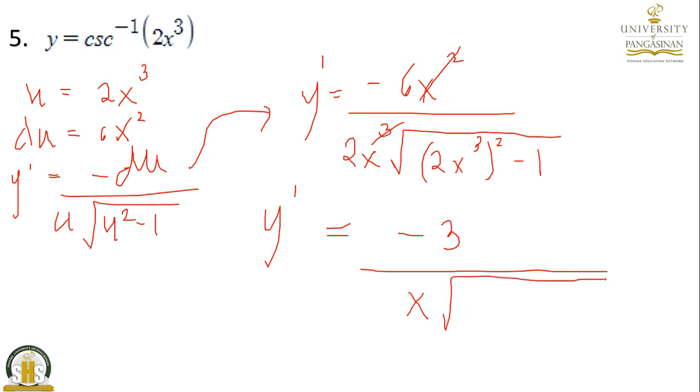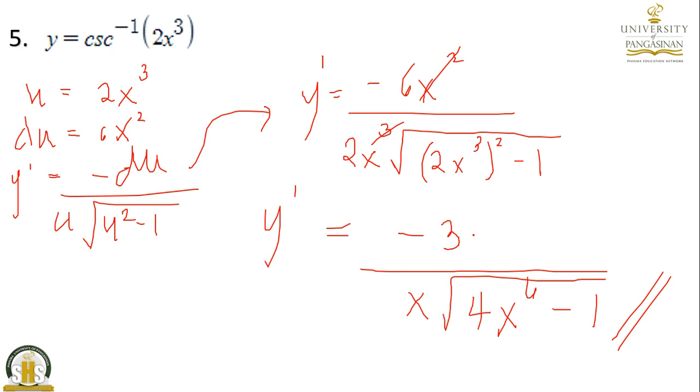Tapos, yung square root nga sa loob. Yung square root sa loob, distribute natin. 2x, or pwedeng quantity of 2x cube raised to 2 minus 1. Pwede yun. Or kung gusto mo i-distribute, if ever na i-distribute mo siya, magiging 4 na siya. Kasi i-distribute mo din sa harap eh. So, magiging 4x raised to 6 minus 1. So, final answer for number 5 is y prime negative 3.